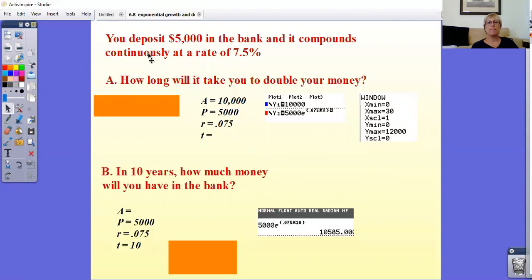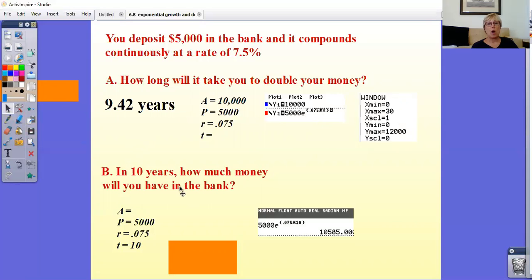If I deposit $5,000 in the bank and it compounds continuously at a rate of 7.5%, how long will it take to double my money? Okay, I want to double 5,000, and my rate, notice now I'm in decimal world, 0.075, left side in y1, right side in y sub 2, and change my window, and don't see my answer there. There we go. My answer would be 9.42.